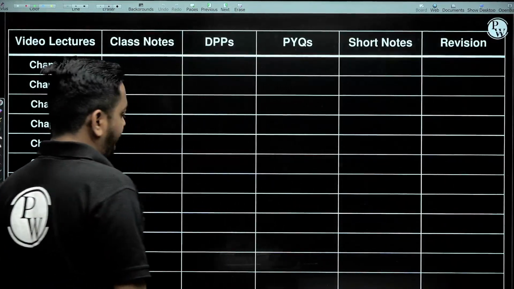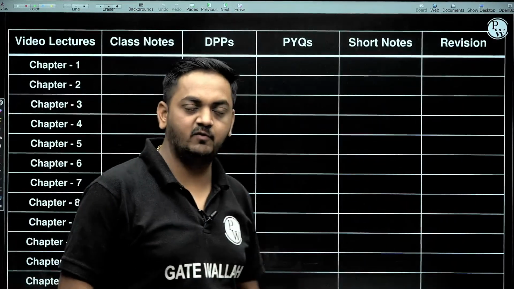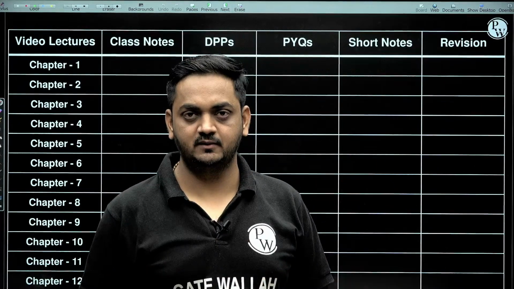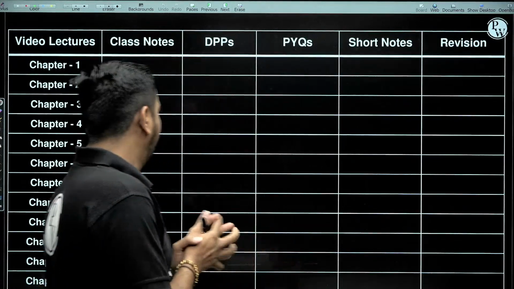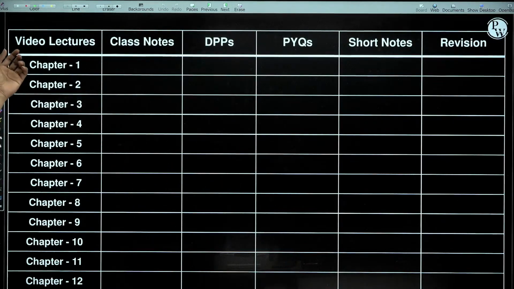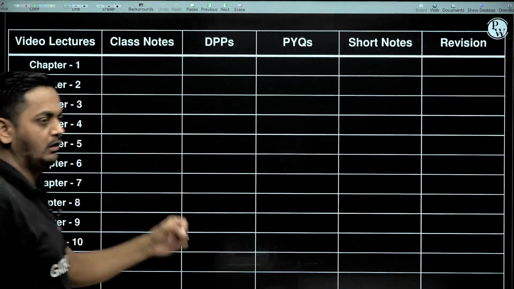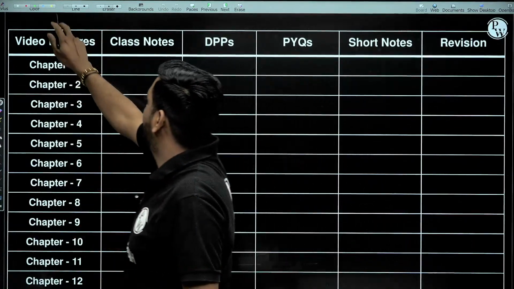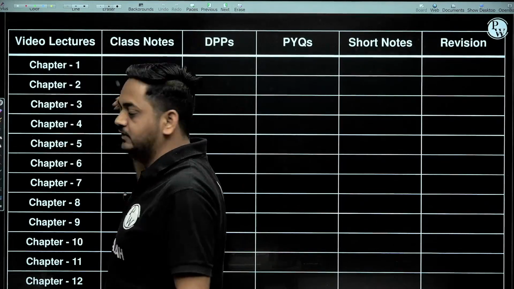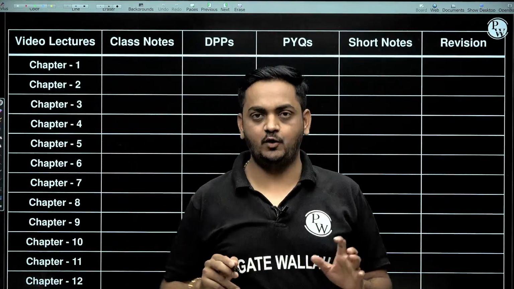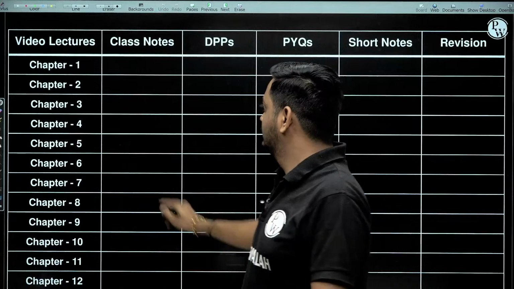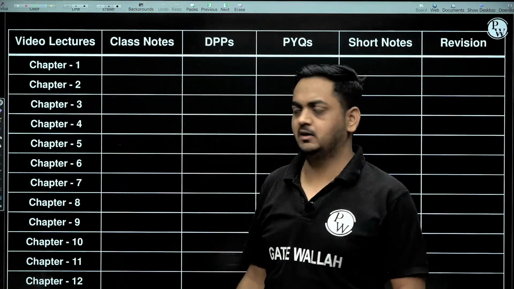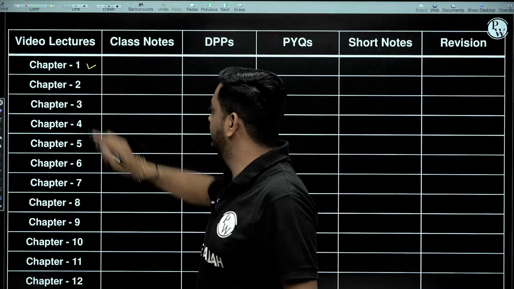Okay. So if you want to track your preparation, then make a table for this subject. Make a table for this subject. Like here, video lecture. If you have completed all the video lectures of chapter number 1, then tick mark here. You have to track with the help of this table. You can track your preparation.